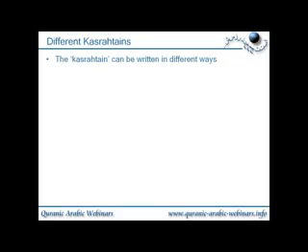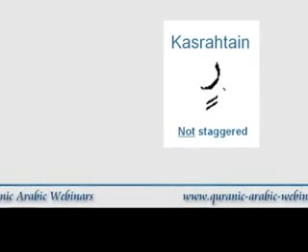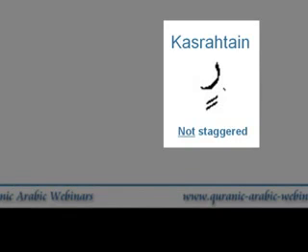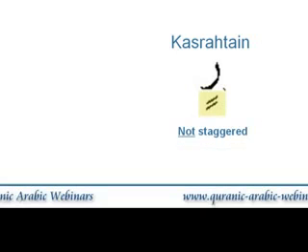So again, the kasratain can be written in different ways, and as we said before, we'll cover this in the Tajweed stage as well. Here we have the letter Ra with kasratain underneath it, and one thing you should know, and a lot of people don't actually spot this in the Quran, is if you have a look at the kasratain, the two kasras, they are exactly in line with each other. So we call this not staggered.